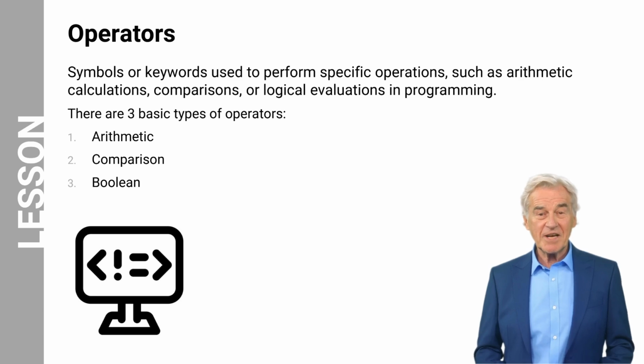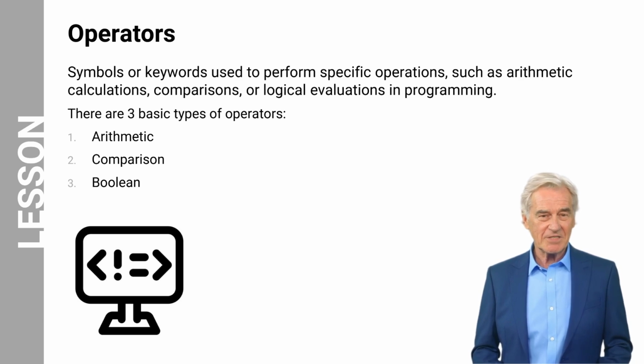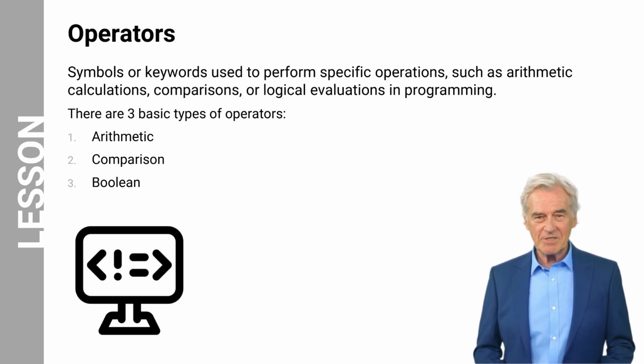Now that we've covered variables and control structures, let's look at operators. Operators are symbols or keywords used to perform specific operations, such as arithmetic calculations, comparisons, or logical evaluations. Essentially, they are the building blocks that allow us to manipulate data and make decisions within our programs. There are three primary types of operators: arithmetic, comparison, and Boolean. Let us look into these in greater detail.